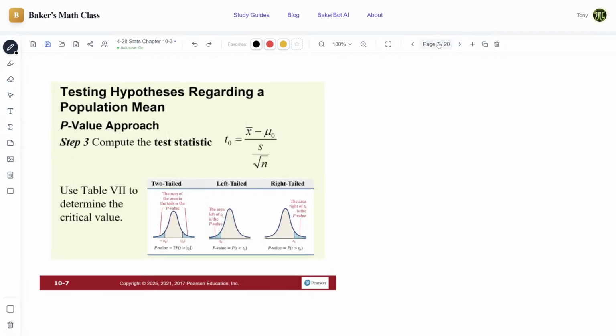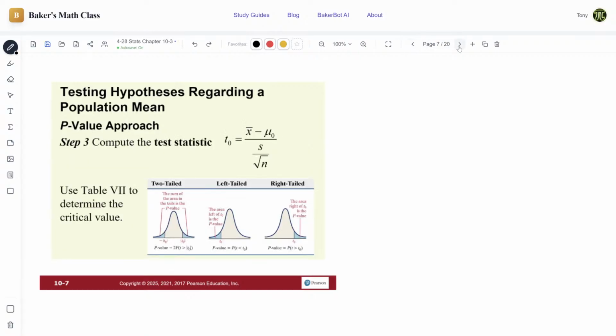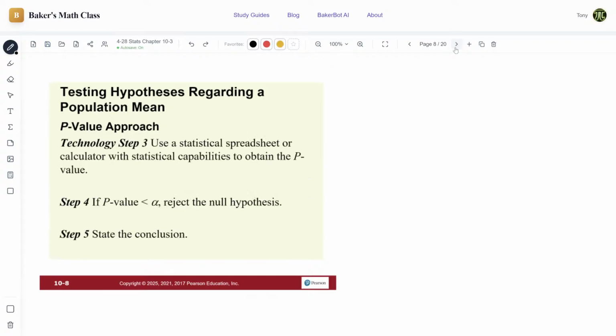And then we're using the technological approach. So the p-value, so you're actually going to compare it, same concept as before, the two-tailed, the left-tailed, and the right-tailed. So we're going to compare our p-value to what the significance level was.